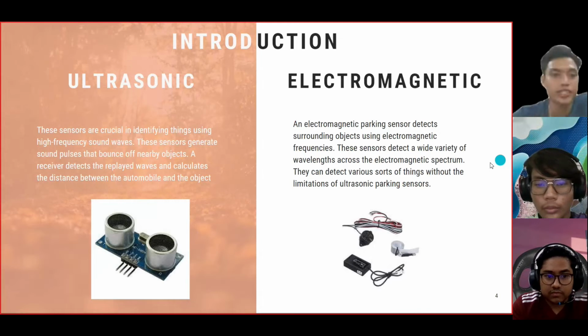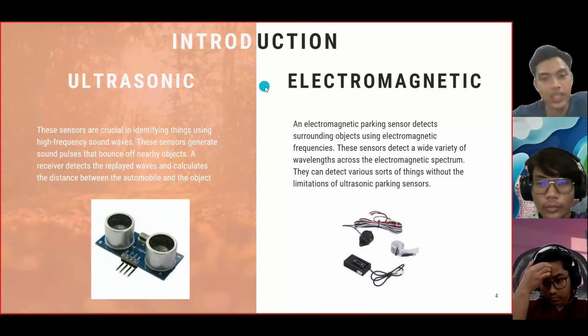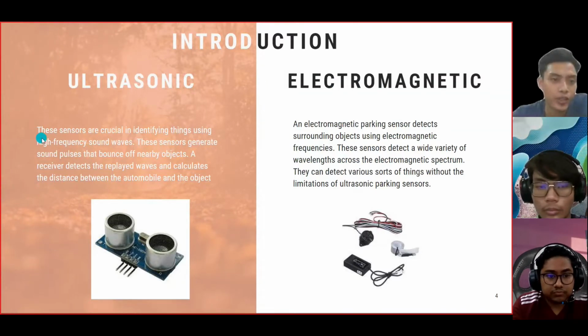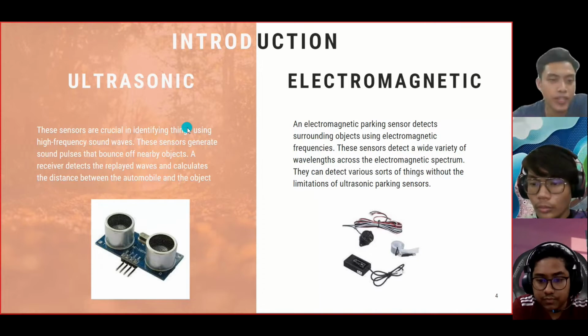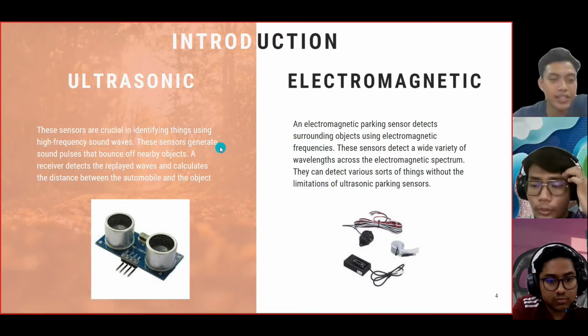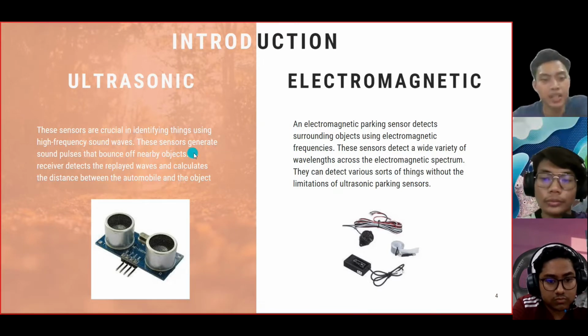So for our introduction, we had two sensors, which is ultrasonic sensors and electromagnetic sensors. For ultrasonic sensors, these sensors are crucial in identifying things using high frequency sound waves. These sensors generate sound pulses that bounce off nearby objects. A receiver detects the replay waves and calculates the distance between the automobile and the object.